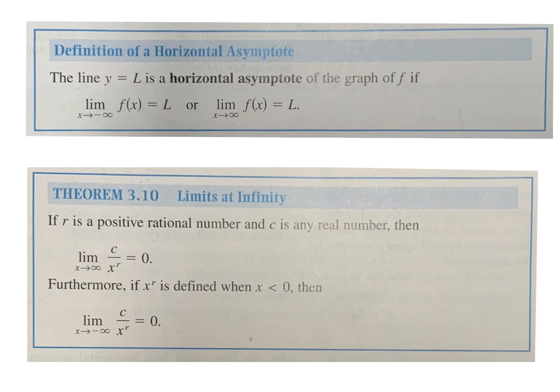And so if you look at the next page, you see the definition of a horizontal asymptote. The line y equals L is a horizontal asymptote if the limit as x approaches negative infinity of f of x equals L, or as x approaches positive infinity, f of x equals L. So basically your horizontal asymptote represents the limit as x approaches positive or negative infinity.